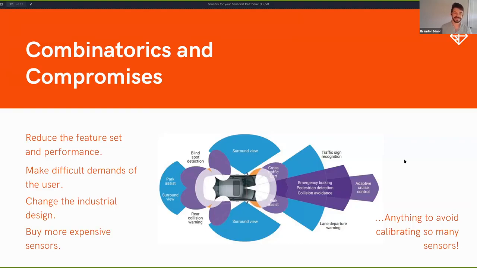This is bad. And then the last one is just buying more expensive sensors. Generally, more expensive sensors have understood behavior, which is something you'd like in your machine. So anything to avoid calibrating. It's really anything to avoid calibrating all these sensors. Industry will do.